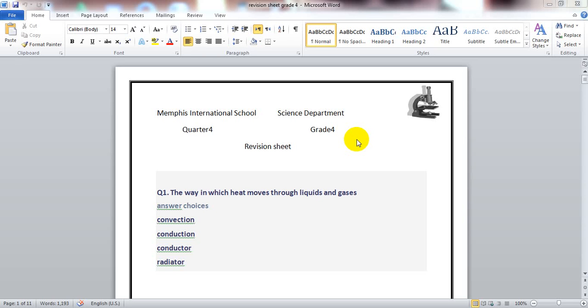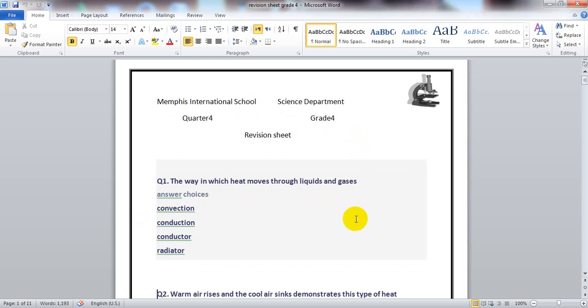Hi everybody, let's revise the main part of our lessons. Question number 1. The way in which heat moves through liquids and gases is called what? Yes, it's convection.